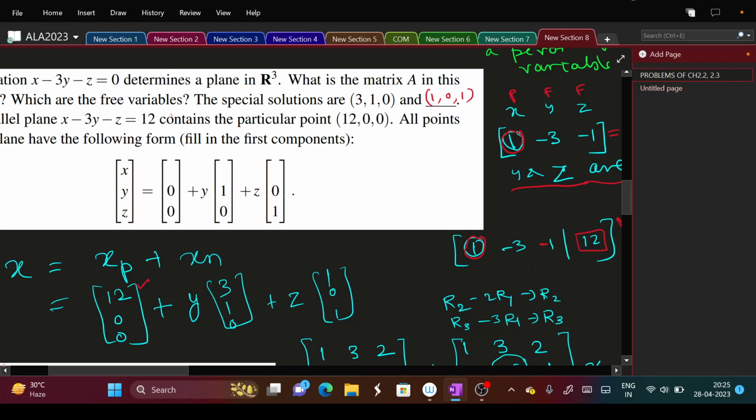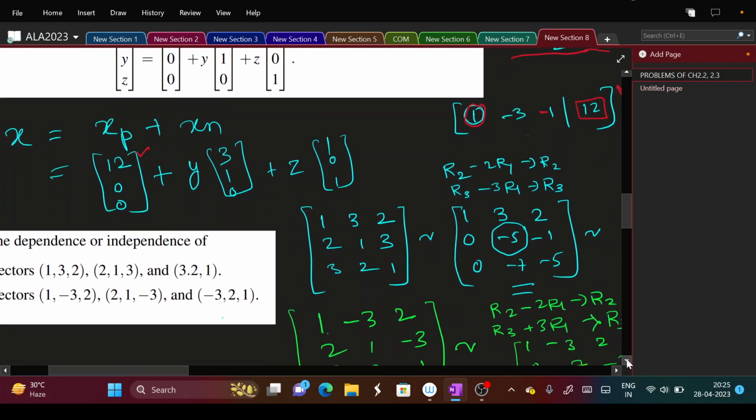Now fill in the blanks. Here I will write 12, here we will write 3, here it is 1. I hope how we wrote the solutions is clearly understood by the viewers.